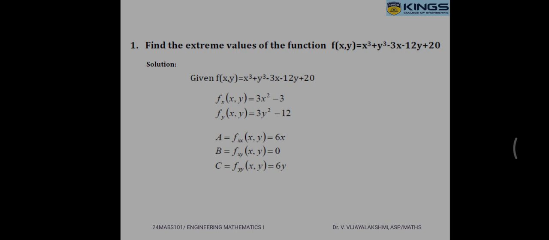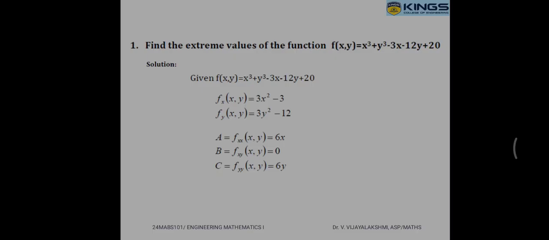fxy of x comma y. This means the differentiation of fy with respect to x. For fy, which is 3y square minus 12, we differentiate with respect to x. There is no x term; the whole term is a constant. So the differential of fy with respect to x is 0.